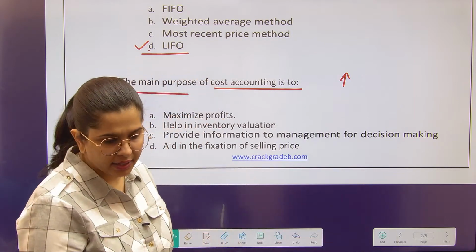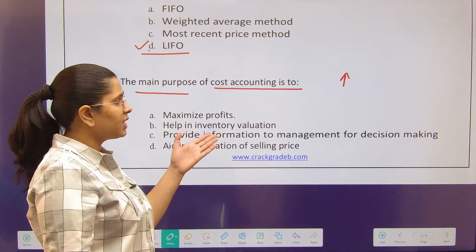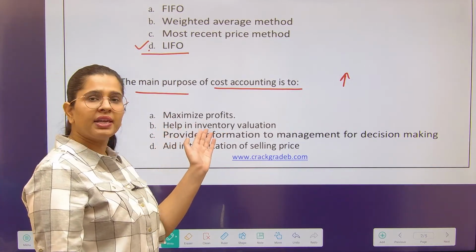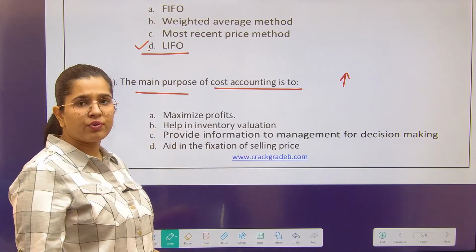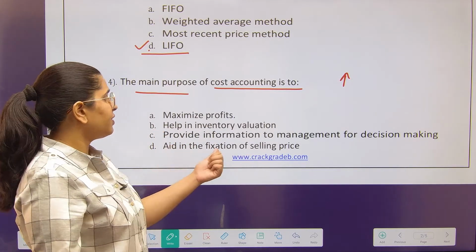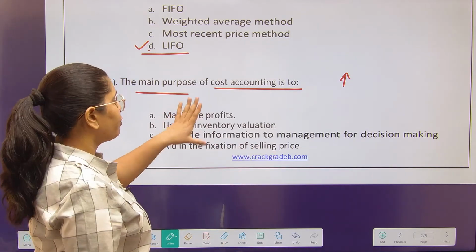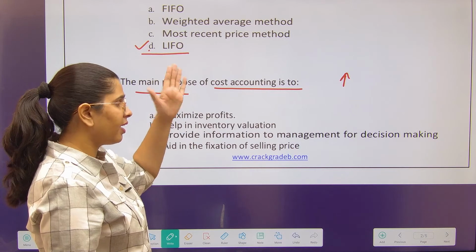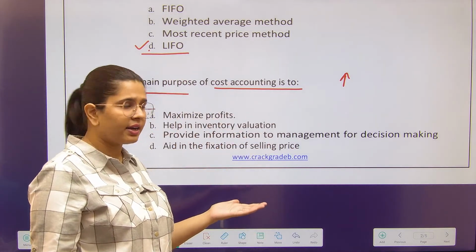So just see and provide me an answer for this. Option 1 is maximize profit. Number 2, help in inventory valuation. Number 3, provide information to management for decision making. Number 4, aid in the fixation of selling price. Now see, anyone can say that all four of these are correct.